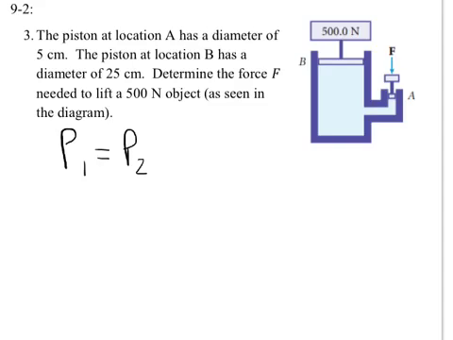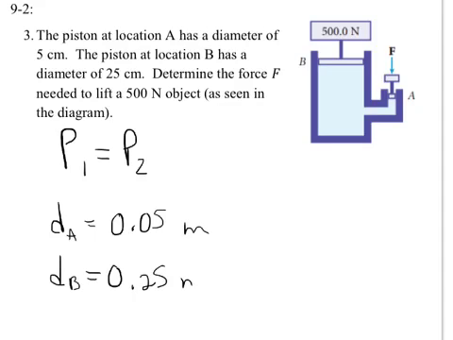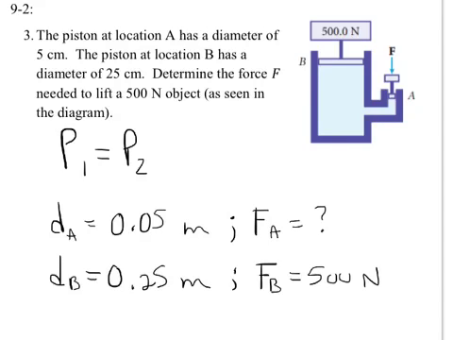What do we know for this problem? DA is 0.05 meter. Good. And DB is 0.25 meter. Good. What else? We know something else, people. What else do we know? The object, which is FB or FA? B. Look at the location of it. Look at the diagram. And what are we trying to find? Okay, those are our givens right there.